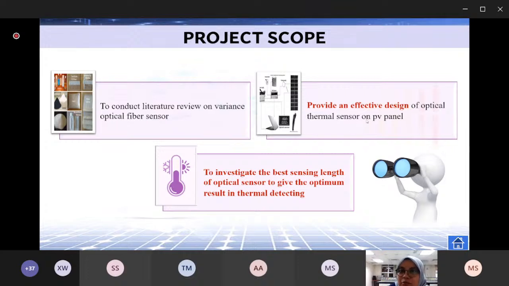The second one is to provide an effective design of optical thermal sensor on PV panel. And lastly, to investigate the best sensing length of the optical sensor to give the optimal result in thermal detecting. In this study, my variable parameter is the length of the sensor.